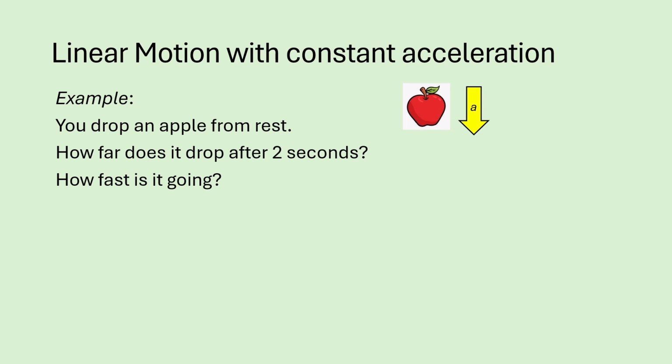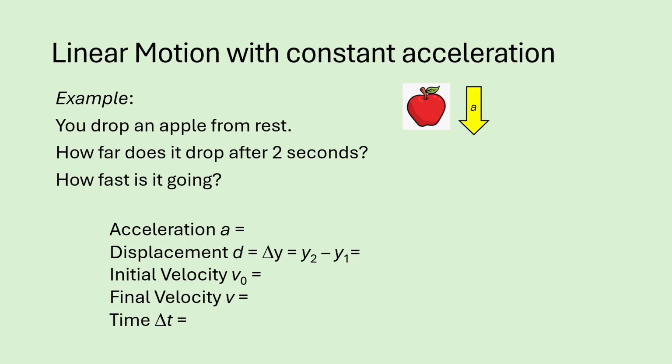Let's do an example. You drop an apple from rest. How far does it drop after 2 seconds? How fast is it going? Let's write down the 5 parameters and figure out what we know. We know the time interval is 2 seconds. What else was given? Dropping from rest means the initial velocity is 0. Okay, we need a third piece of information. The assumption is we are on the surface of the Earth, so the acceleration due to gravity is 9.8 meters per second squared downward, which I've rounded off to 10.